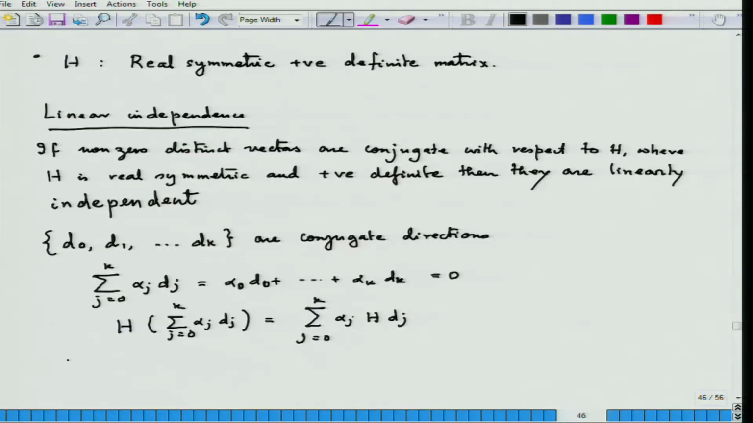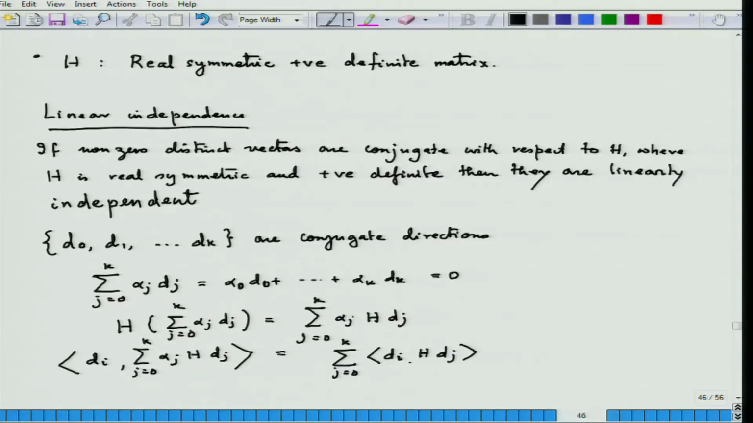Now, take this inner product, by the property of inner products. Sorry, this is not dj, this is di. So, you are taking the inner product with respect to di. So, it will become di H dj times alpha j. Now, for all those i which is not equal to j, this becomes 0 by the conjugacy definition. So, this will become alpha i di H di.